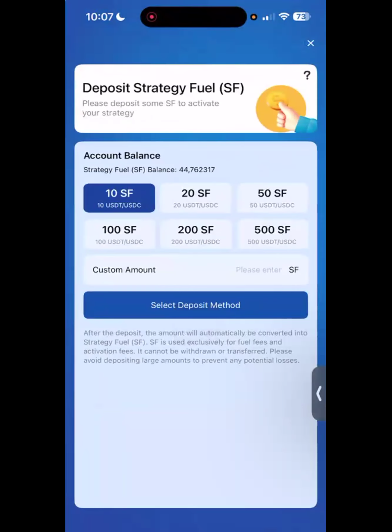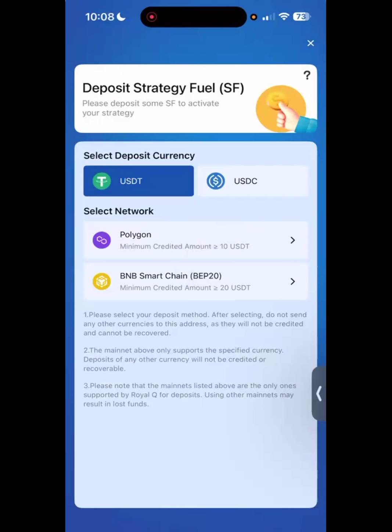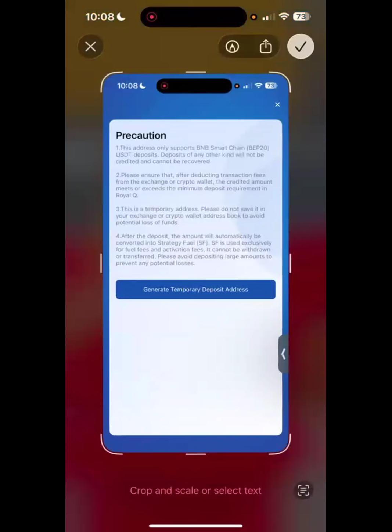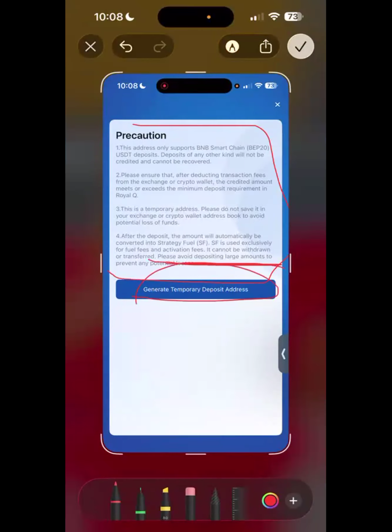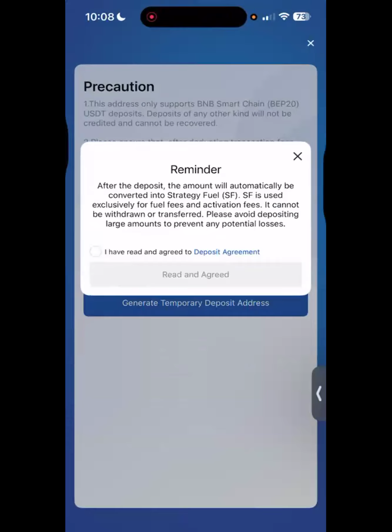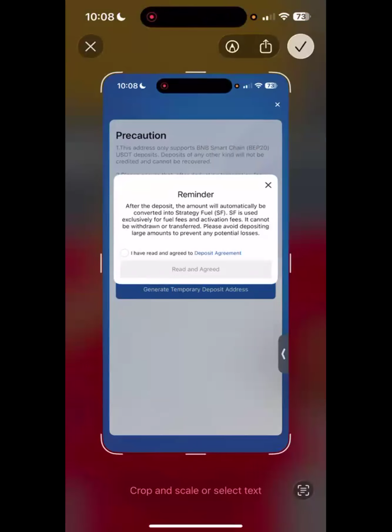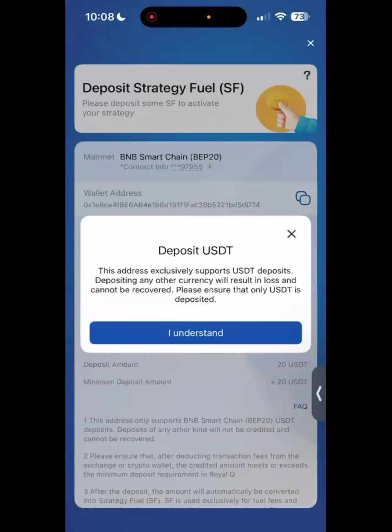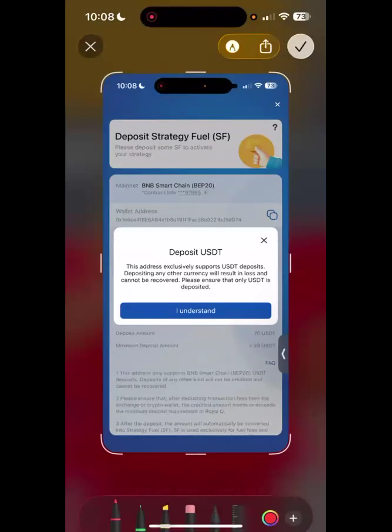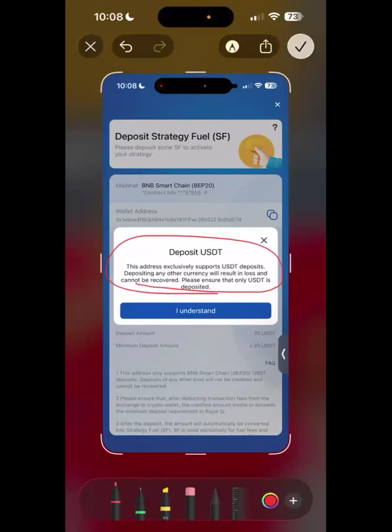So let's say, for instance, I tap on it, then I go to BEP20. This is the second precaution RoyalQ is letting us know, that we shouldn't deposit large amounts. So I say, okay, no problem, I've read it, generate. It still brings it again. This is the third time. You're like, oh, don't worry, I know what you people are saying, read and agreed. It still brings it again. You're like, oh, RoyalQ, you people are disturbing me now. What is wrong? I'm depositing money, just allow me. If you don't read and you're like, oh, I know it all, okay, come and deposit 1,000.